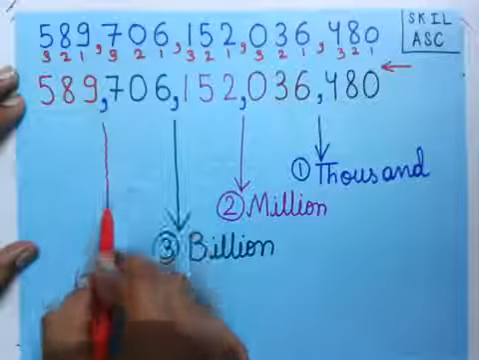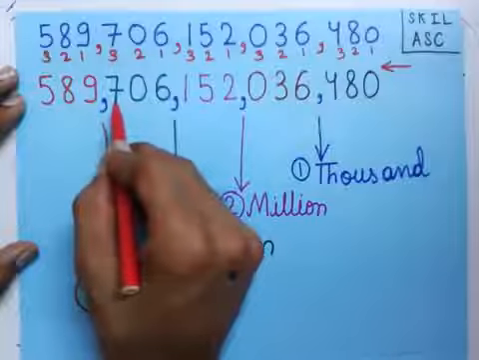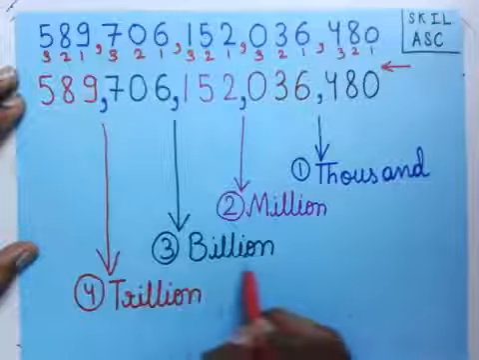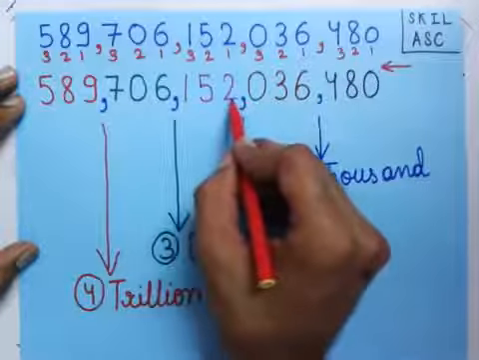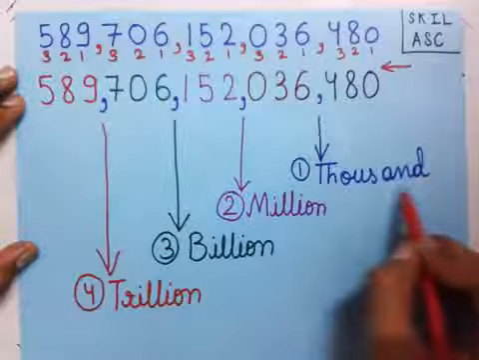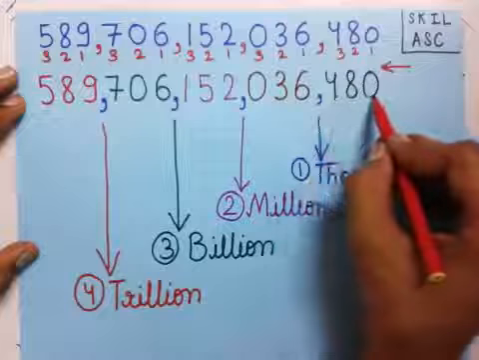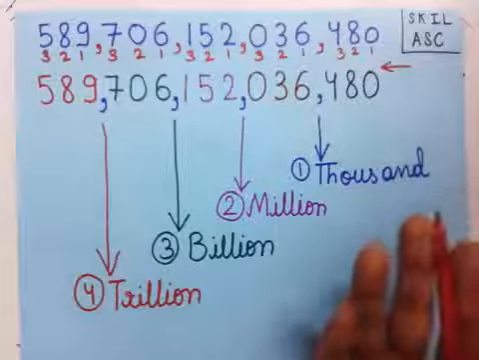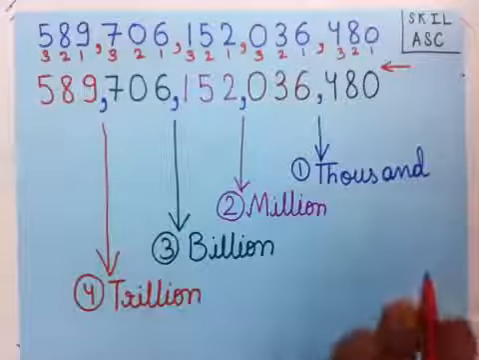589 trillion, 706 billion, 152 million, 36,000, 480. And so it's very easy to read any number.